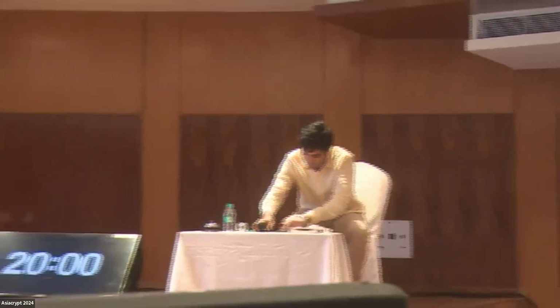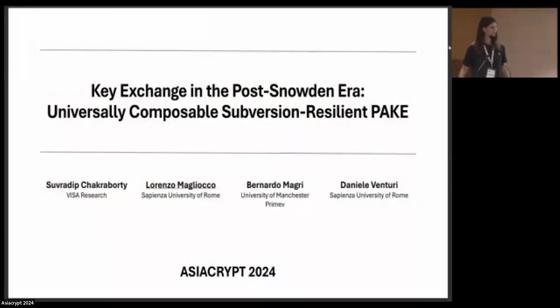All right. So the next talk is on key exchange in the post-Snowden era, universally composable subversion resilient PAKE. And the talk is by Lorenzo. Thanks for the introduction. Today I'm going to briefly present some of the main ideas behind this first PAKE protocol in this somewhat crazy framework of subversion resilience and universal composability. This is work jointly done with Suvradip Chakraborty, Bernardo Magri, and Daniele Venturi.